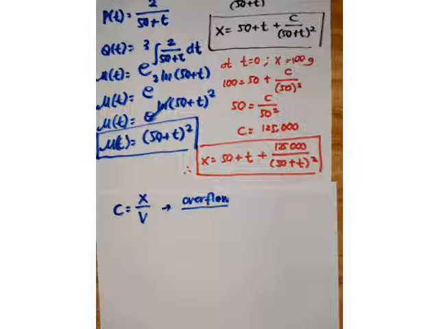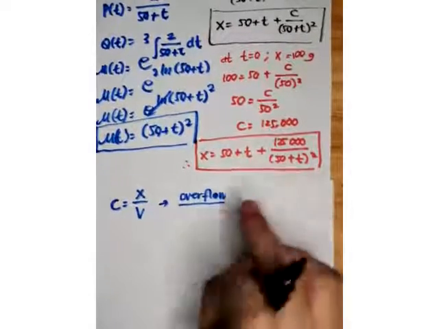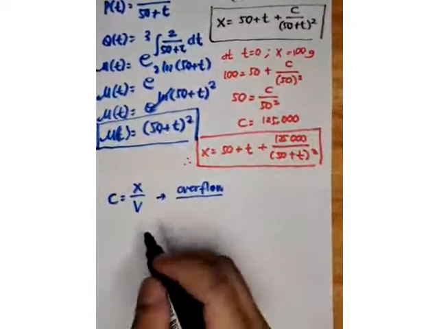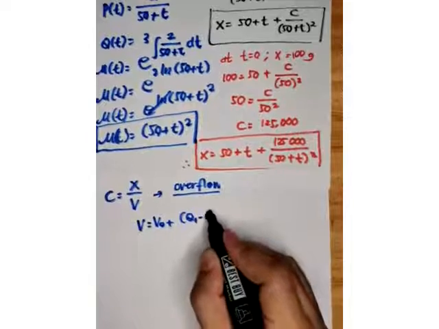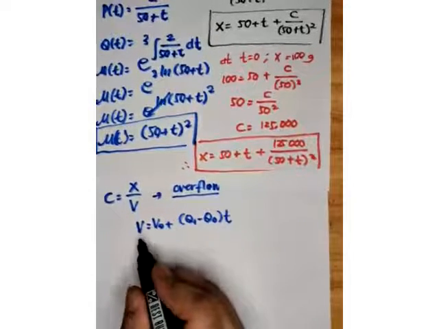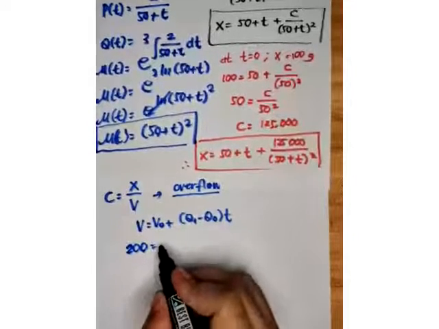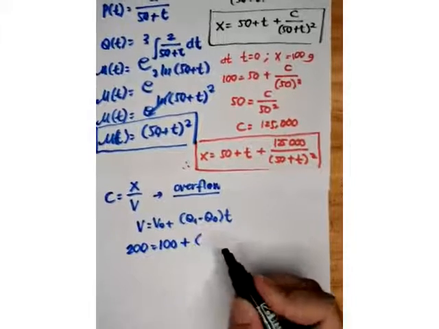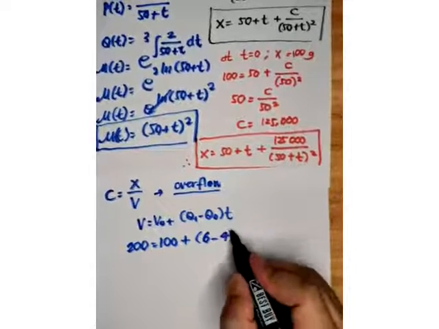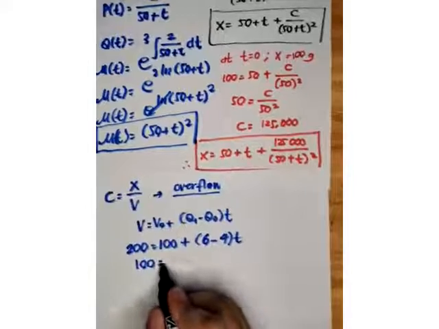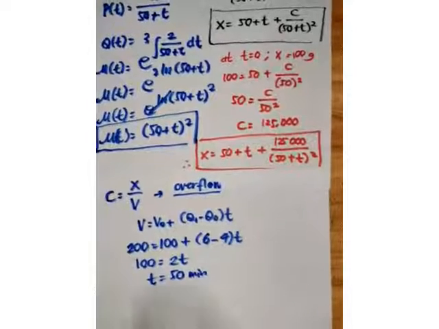So, una, wala tayong given na time. Okay, klase. Itong tatandaan ninyo, pag time of overflow ang pinag-uusapan, ang choice lang natin is dito sa V. Ang V kasi, equal siya sa V0 plus Qi minus Qo times t. Ano yung total volume para mag-overflow? So, this one, that is 200. So, ang initial volume niya ay 100 plus yung rate na initial 6 minus 4 times t. So, that's equal to 200, so 100 is equal to 2t. So, t is 50 minutes. So, yan ang gagamitin natin, yung 50 minutes.